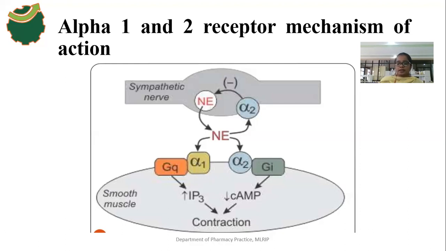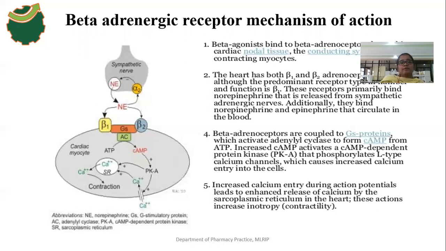Okay, and the next one is the mechanism of action of beta adrenergic receptors. So here, predominantly the beta 1 receptors are present in the heart region. Predominantly means a greater number of beta 1 receptors are present in the heart. The heart consists of B1 and B2, but predominantly B1 receptors are present in the heart.